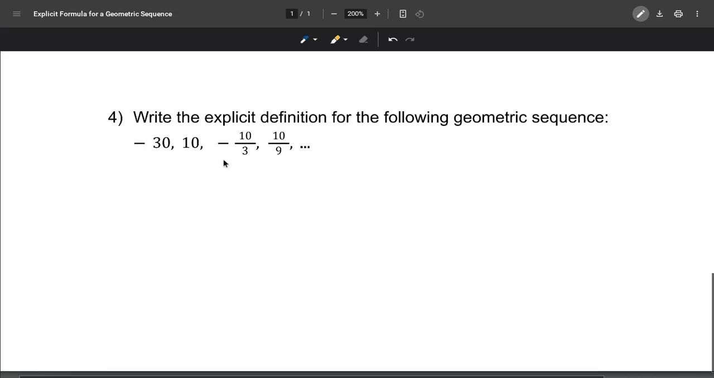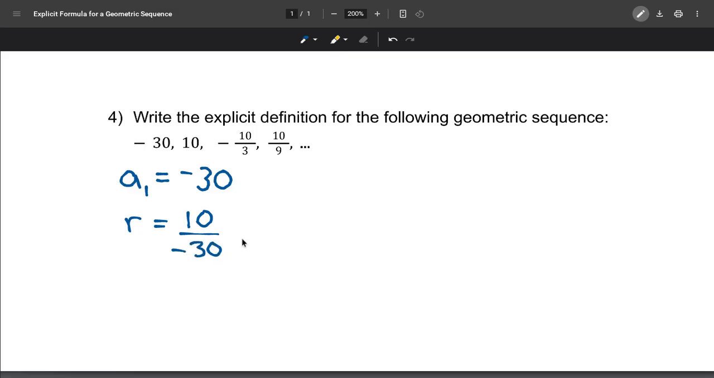We have negative 30, 10, negative 10 thirds, 10 ninths, and so on. So my first term is negative 30. Okay, common ratio is going to be 10. Take this term, divide by negative 30. So if we want to simplify that, it's negative 1/3.